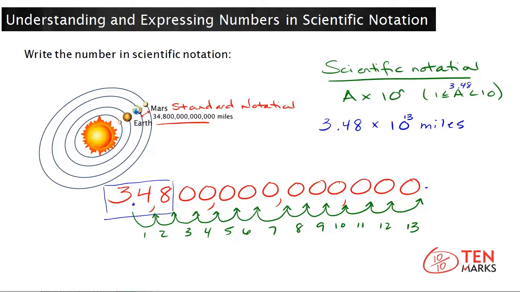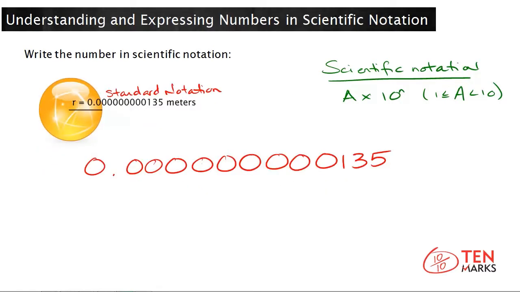Now let's write a really small number in scientific notation. Let's go back to the radius of a gold atom. The gold atom is back now, and I've already gone ahead and written the number really large underneath so that we can work with it. And so we're going to take the number in standard notation, this number right here, and convert it into scientific notation with the form a times 10 to the n.